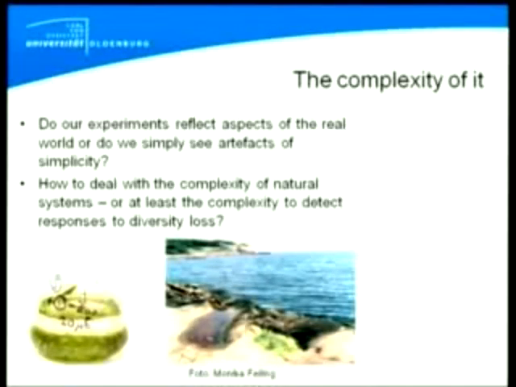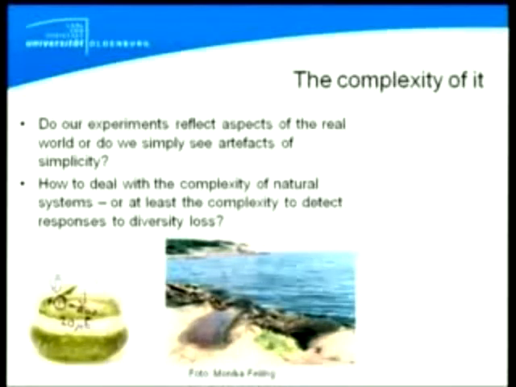This leads to the question whether the simple experiments which we did on biodiversity ecosystem functioning actually tell us something about the real world. Even a simple real world like this rock pool, do we catch their dynamics and their processes with our experimental systems? And how do we deal with the complexity of natural systems in this issue?